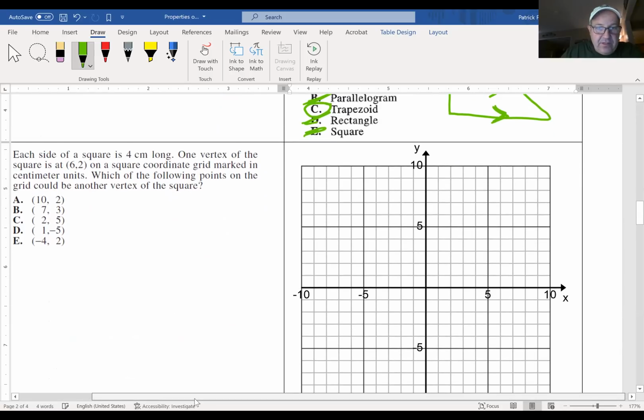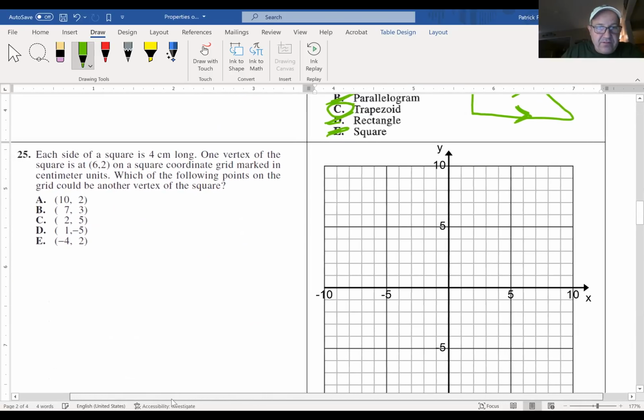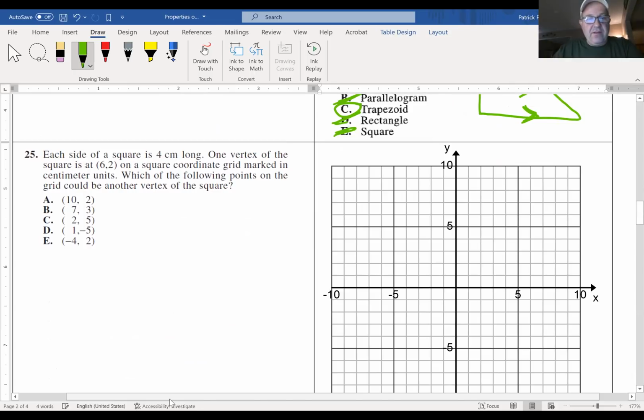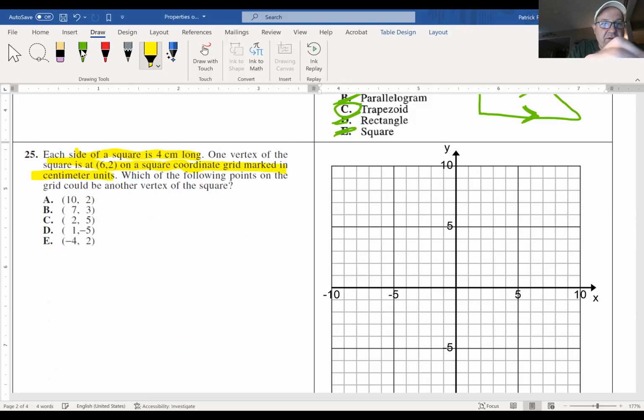Now, I went ahead and put a grid in for this one because they kind of ask you about drawing on this. This is number 25. They tell us each side of the square is 4 centimeters long, and one vertex is at 6,2 on a grid marked in centimeters. So this whole grid is marked in centimeters. I'm going to mark off 6,2. Here's 6,2.